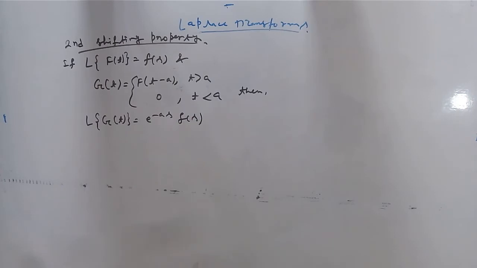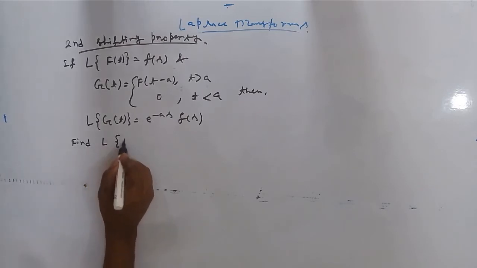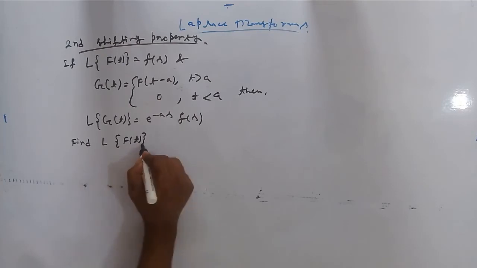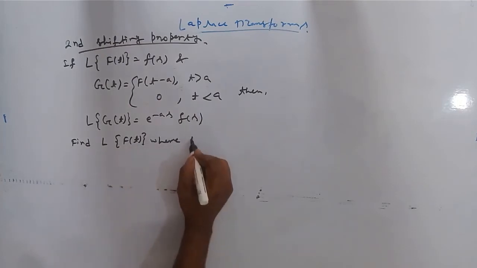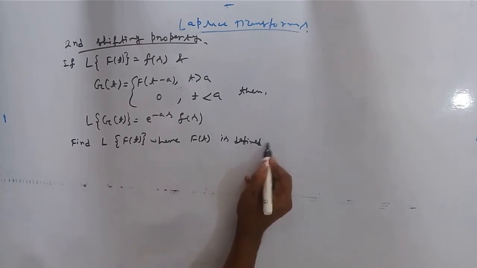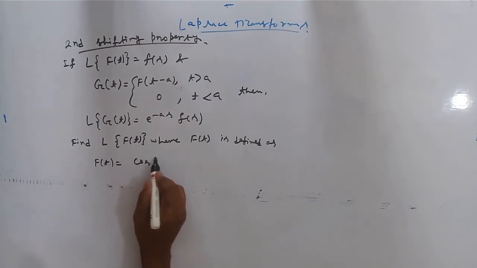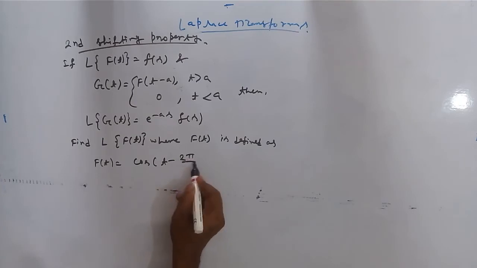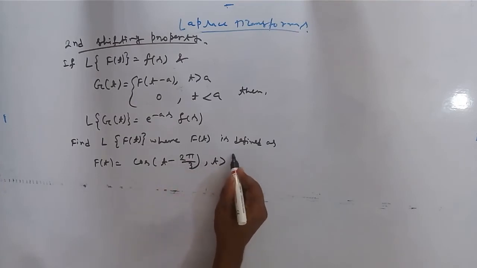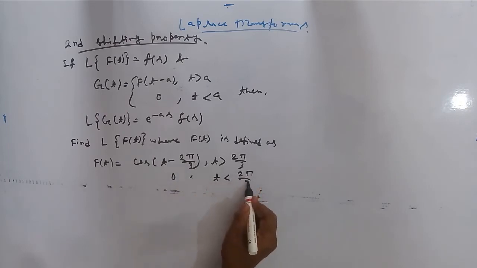Let's take an example of application of second shifting property. So the question is: find L of f(t), where f(t) is defined as f(t) equal to cos of (t minus 2 pi by 3) when t greater than 2 pi by 3, and 0 when t less than 2 pi by 3.